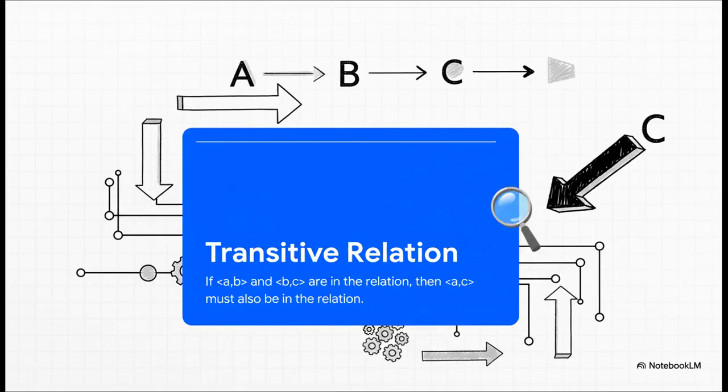Now, some of these relations have special properties, kind of like superpowers, that make them incredible tools for logical reasoning. And one of the most important is called transitivity. It's a really simple rule of logic. If A is related to B and B is related to C, then it just follows that A has to be related to C. This property gives a relation this really nice sense of logical flow and consistency.